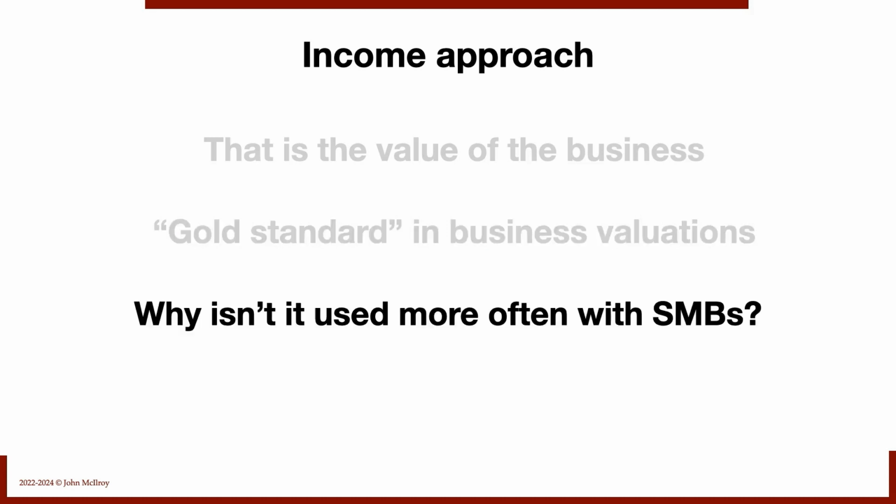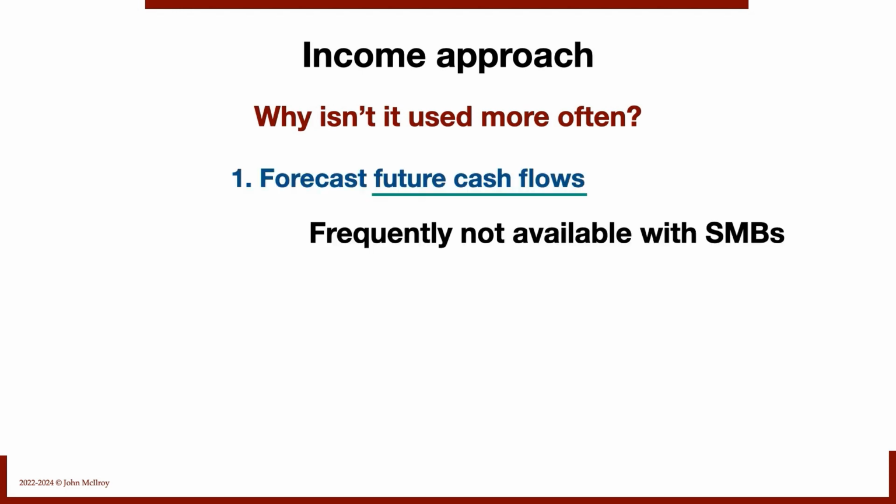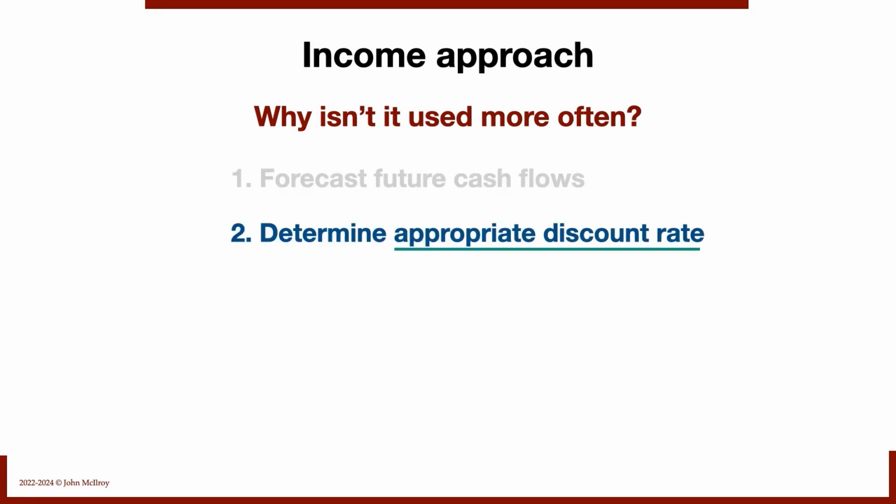So why isn't it used more often with small and medium businesses? Because it requires a future cash flow, which is frequently not available with SMBs. They don't typically forecast out 4 or 5 or 6 years. And besides, it would require us to know the appropriate discount rate. We don't typically know the cost of capital, which is what the discount rate is, in these small and medium-sized businesses, so that also makes it more challenging, and one of the reasons why we don't use it that frequently.